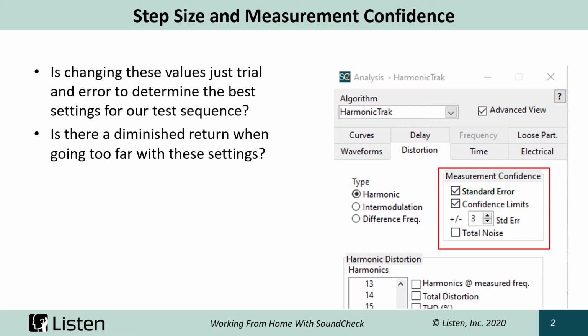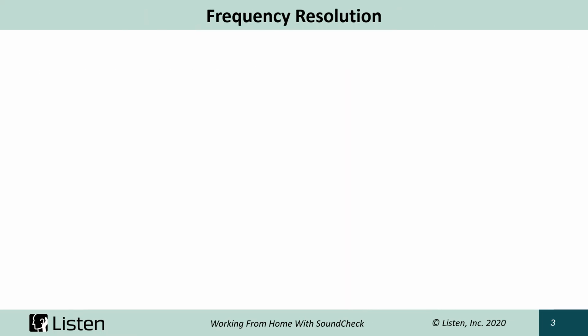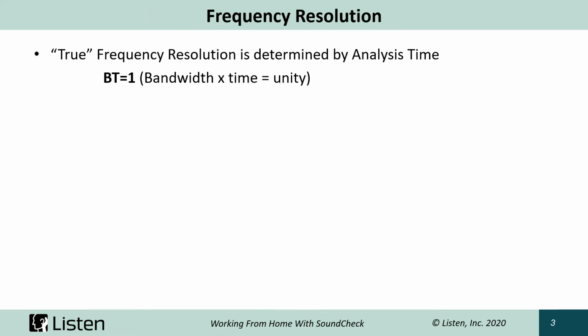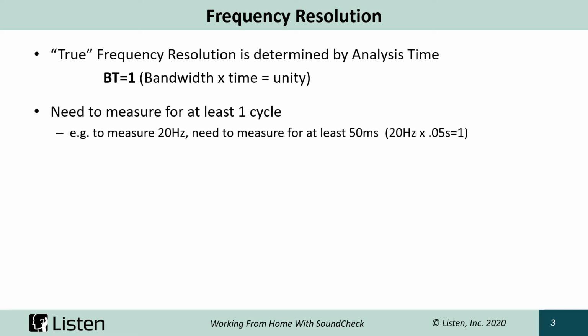But before we do that, let's do a quick tech review on a couple of topics, the first one being frequency resolution. True frequency resolution is determined by the analysis time, and we can represent this using a very simple equation: bandwidth times time equals unity. Because we need to measure for at least one cycle, an example is to measure 20 Hertz, we need to measure for at least 50 milliseconds, and that comes back to our equation. 20 Hertz times 50 milliseconds equals 1. Bandwidth times time equals unity.